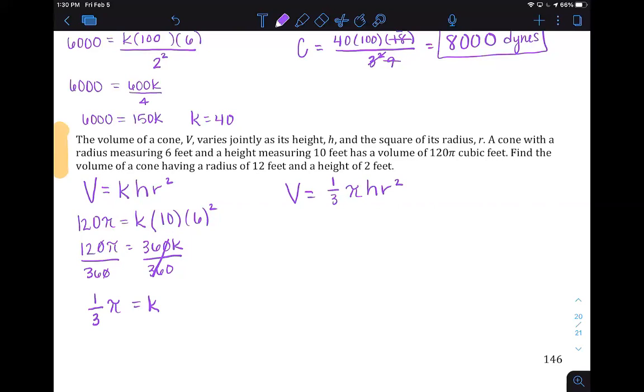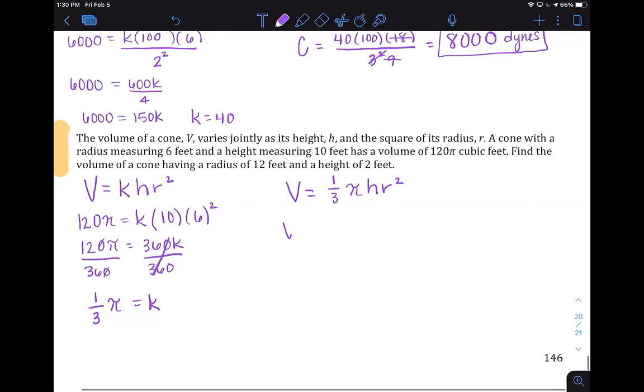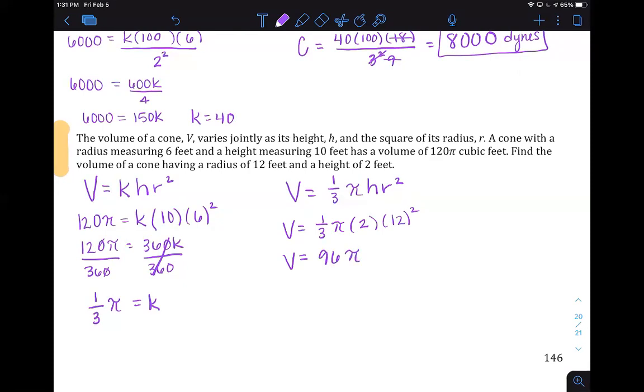So find the volume of a cone having a radius of 12 feet and a height of 2 feet. Plug in what you know. Volume equals 1/3 pi times 2 times 12 squared. We're going to leave the pi in our answer. So 12 squared times 2 divided by 3 gives us 96 pi. And let's say feet cubed.